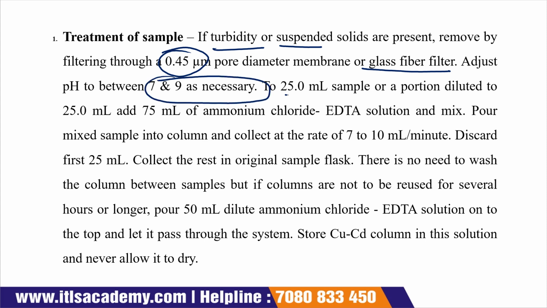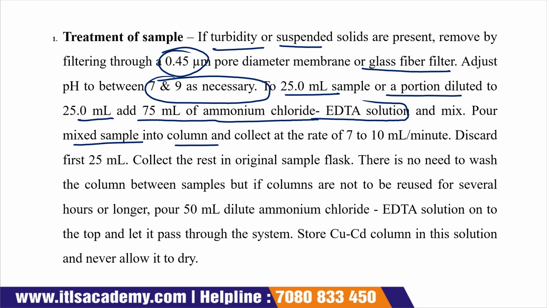Then we take 25 ml of the sample portion, and dilute it by adding 75 ml of ammonium chloride EDTA solution and mix. Now pour the mixed sample into the column and collect at the rate of 7 to 10 ml per minute, and discard the first 25 ml. After that you have to collect the rest in the original sample flask.